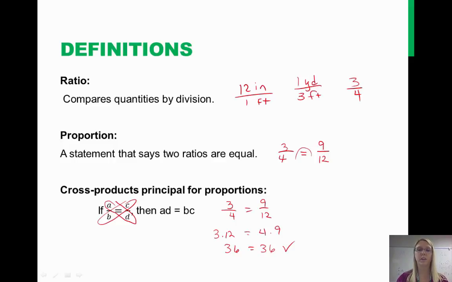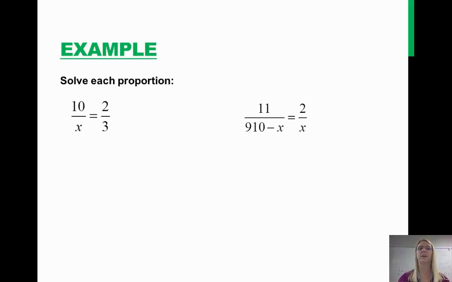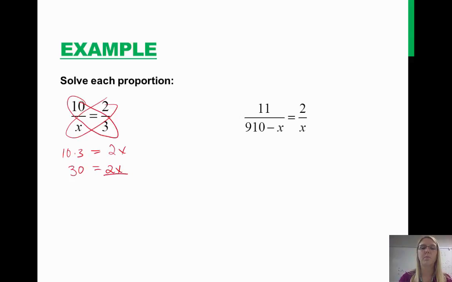We use that a lot in trying to solve for a variable that is in the proportion somewhere. So let's look at an example of that. We have a variable here of x. We don't know what it is, but we're going to use the cross product to find it. So we can take 10 times 3 and have that equal to 2 times x. Well, 10 times 3 is 30, and I can solve that by dividing both sides by 2. So I now have 15 equals x. You can check your work by putting it into the equation up above, and you'll find that it actually does end up being the same.